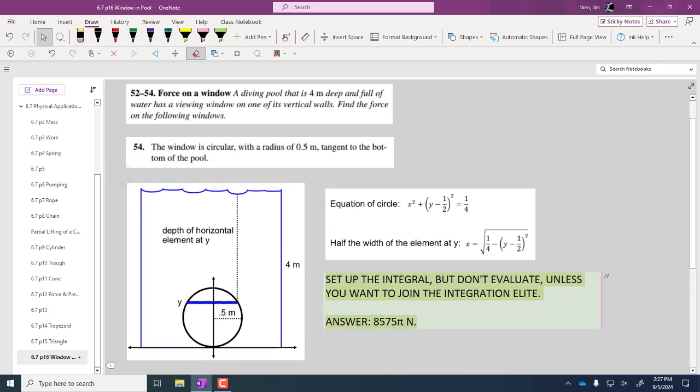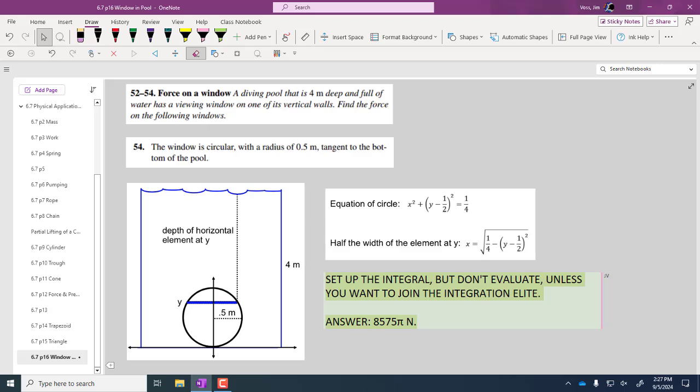All right, as soon as we see a circle, we panic a little because we've already seen that with circles, you deal with semicircles, which means solving for the right half, solving for the left half, blah, blah, blah. It's a pain. But we are just going to set this one up. And if you are one of the integration elite, you can try to do the integral. It can be done by hand, not easily, but pretty readily. And that's the answer you should get if you want to do it.